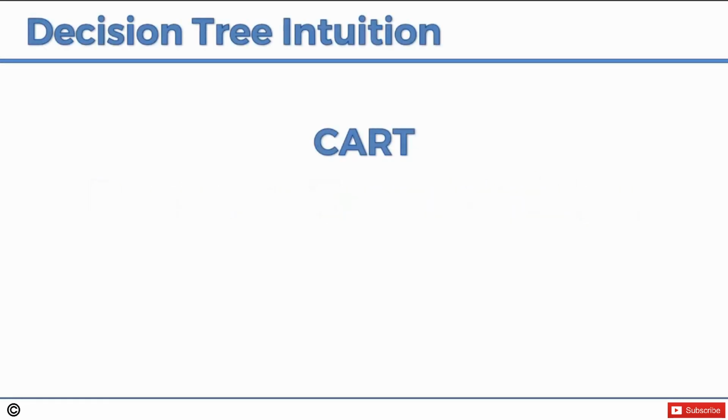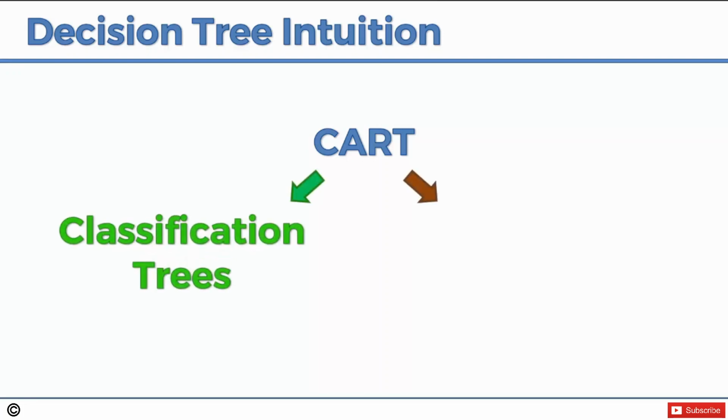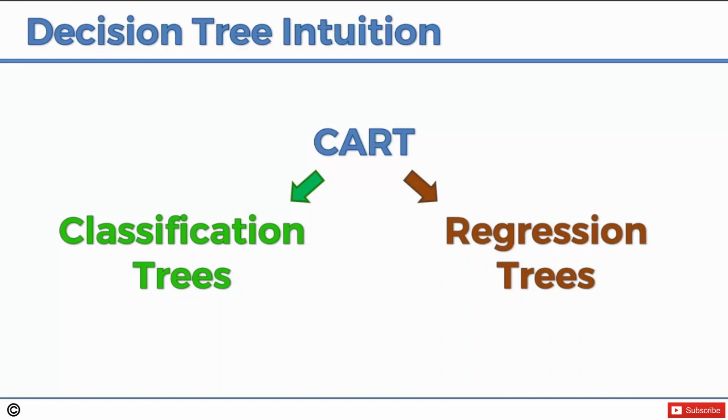You might have heard the term CART. It stands for classification and regression trees. And this term is an umbrella term for two types of trees, which are obviously classification trees and regression trees.